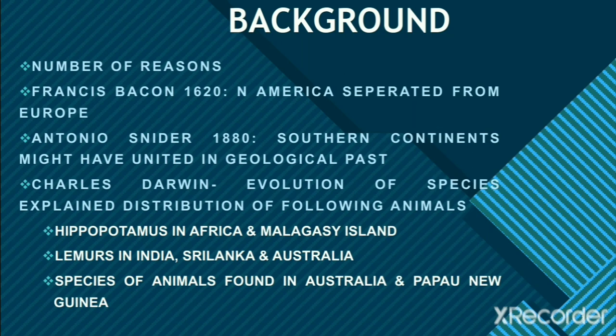Today, you can find different types of animals found in Australia and Papua New Guinea, which are also located nearer to each other but separated by open ocean. Zoologists found it difficult to explain the above three distributions. They thought that land bridges existed to help such a distribution. All these ideas were considered by Alfred Wegener. He also felt that there is a jigsaw fit between the coastlines of Africa and South America. This is the background under which Wegener proposed the Continental Drift Theory.